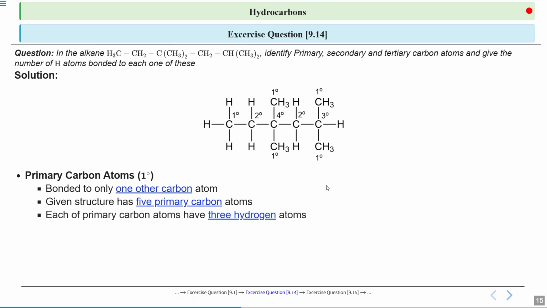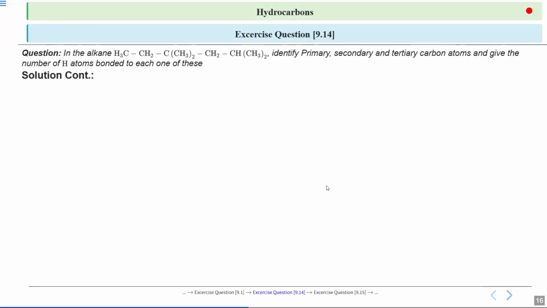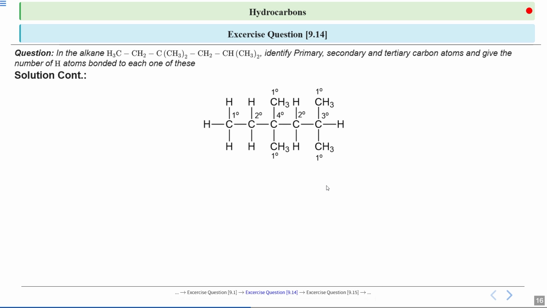Each primary carbon atom is bonded to 3 hydrogen atoms. This is a key feature of primary carbon in alkanes and affects the molecule's chemical properties. So, you can observe that 15 hydrogen atoms are attached to primary carbon present in the given structure. Next, continuing with the solution. So, this was the structure of the compound given in the question.